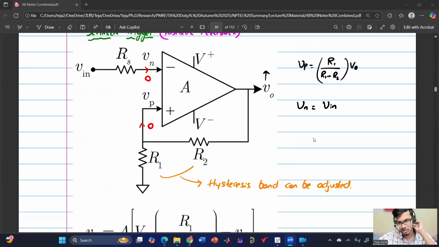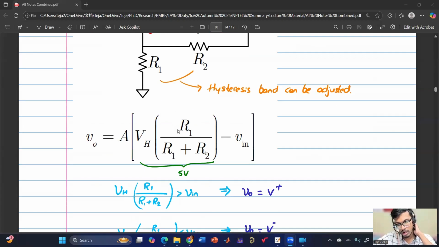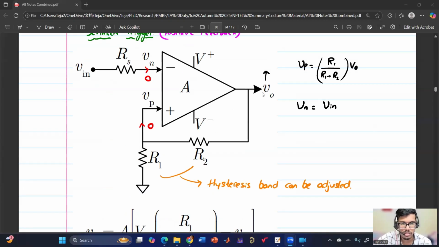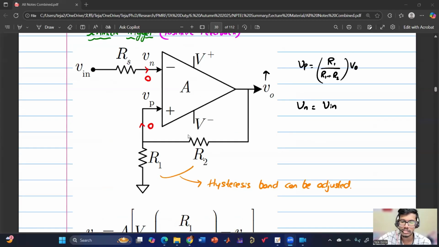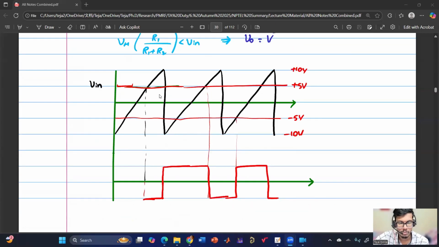And then we also discussed the Schmitt trigger and how we can get the band region, and what the relationship is between V naught and Vn. This is a positive feedback, so it will saturate the op-amp to either plus VDD or minus VDD, depending upon the input voltage, on the positive side or the negative side.